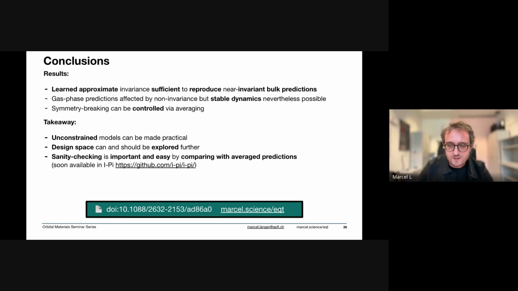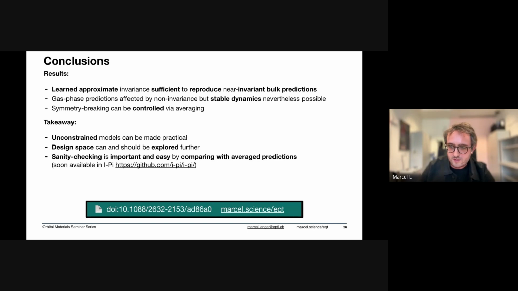I mean, Orbital Material has been working on this model for quite some time to explore this design space of unconstrained models and see how far you can get with this. But of course, if one has a particular problem that one is studying, I think it's always a good idea to do sanity checking and checking that this unconstraining has not broken anything fundamental.